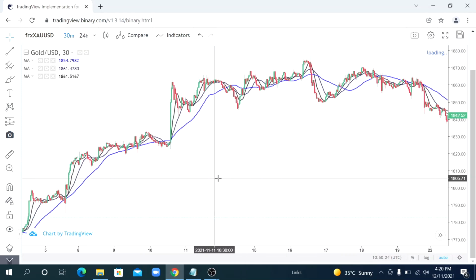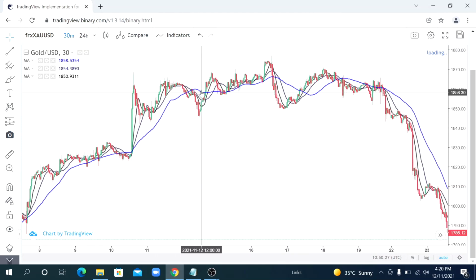But let us check this moving average in the consolidation market. Are you seeing how the market was consolidated here? There was no actual movement you would do, there was no actual direction we can get from this moving average.